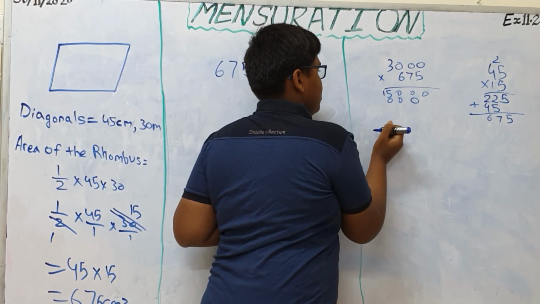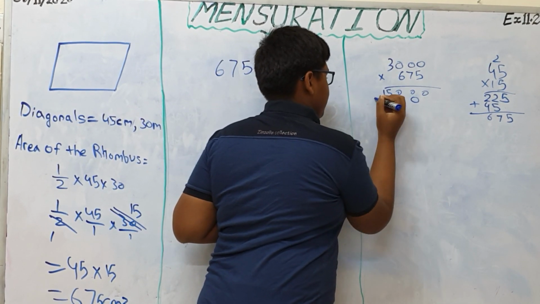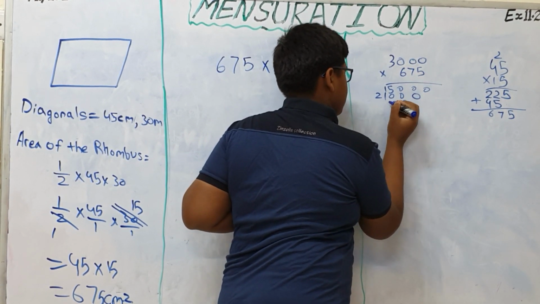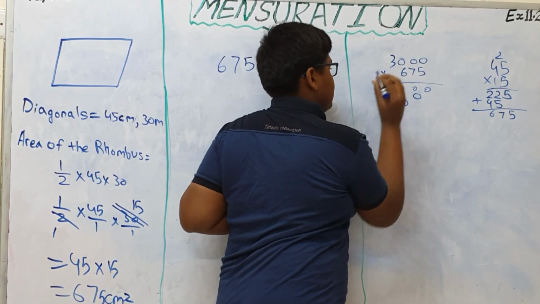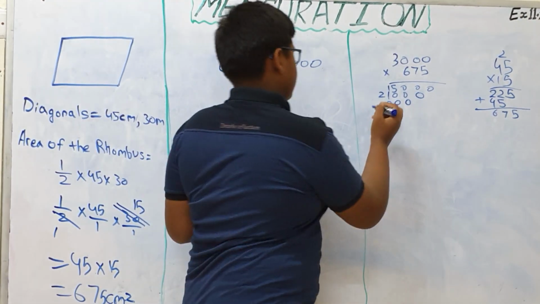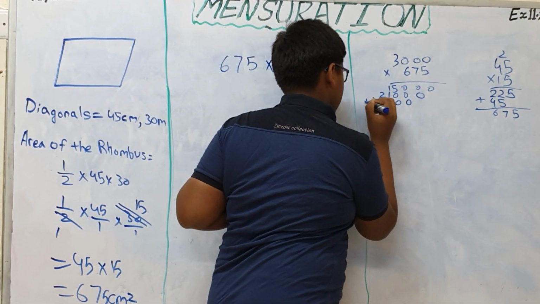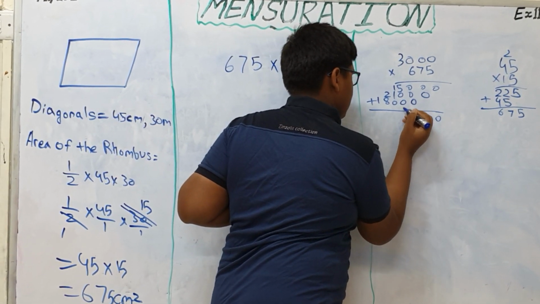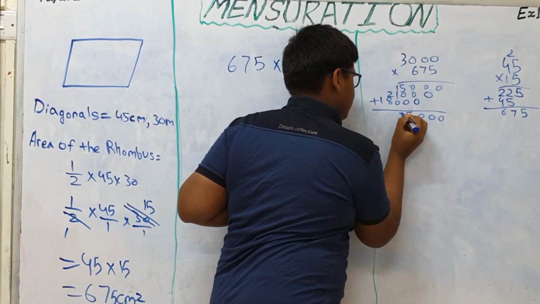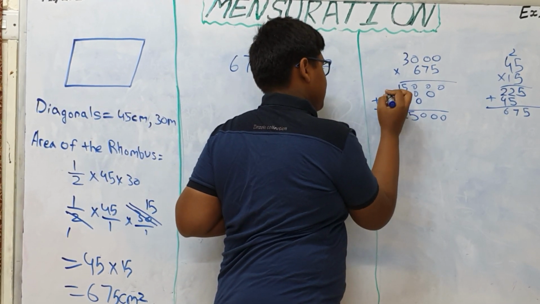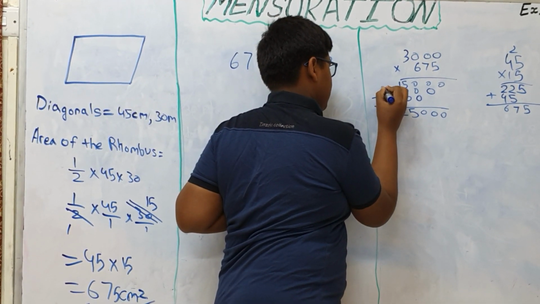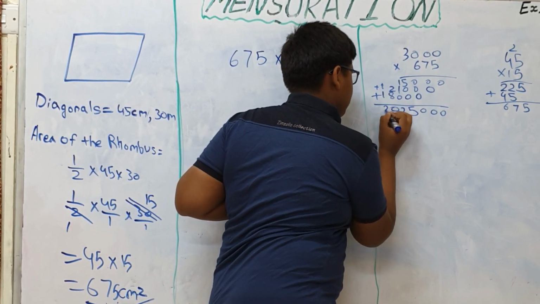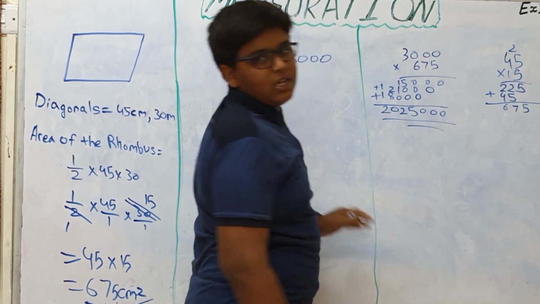Then 3 7s are 21. Then 0, here again 0, 000. Then 3 6s are 18. So 18 here. Now this is all zeros. This will be 5. This will be 2. This will be 10. 2 plus 8, 10. Then here 1 plus 1. Then this will be 0. And then this will be 2. So this is the total answer which we found.